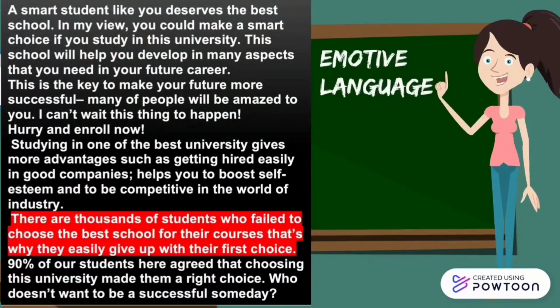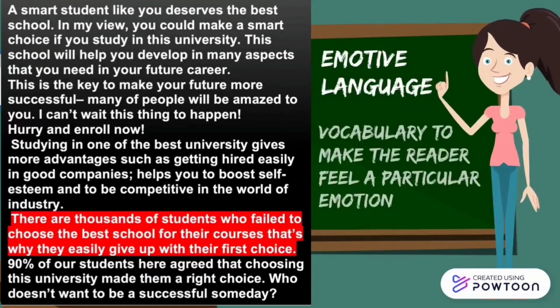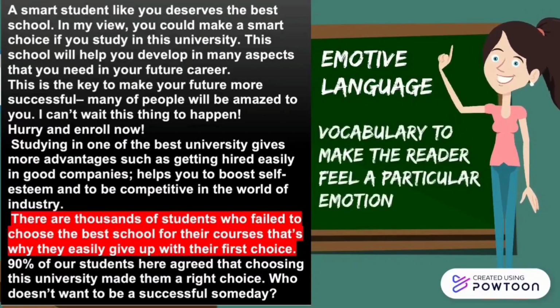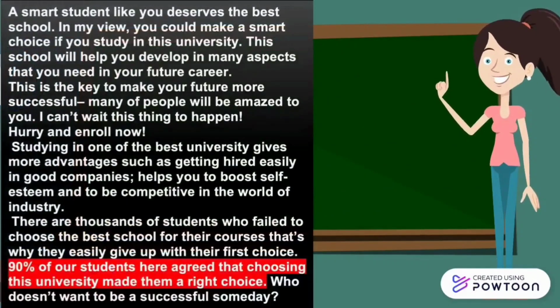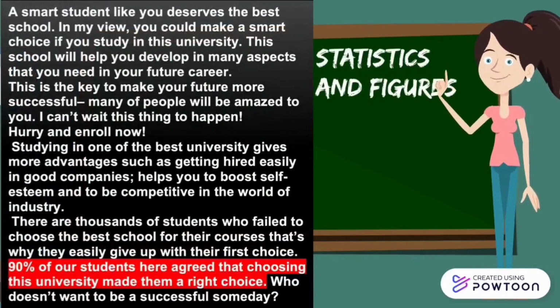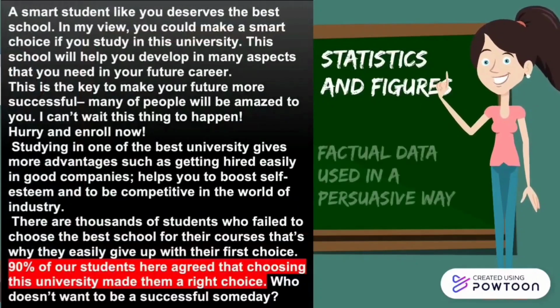Next, emotive language. Example, there are thousands of students who failed to choose the best school for their courses. That's why they easily give up on their choice. These are the emotions that you are writing to make them feel. Next, statistics and figures. 90% of our students here agreed that choosing this university was the right choice. Always remember that in persuasive writing, it is very important to provide factual data.